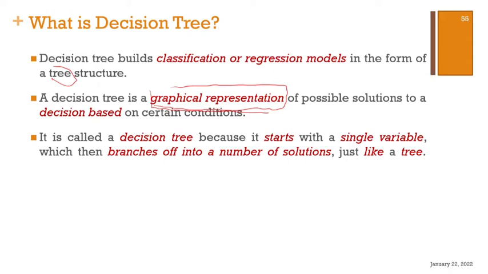Now, it is a graphical representation of possible solutions to a decision based on certain conditions. Possible solutions. There are usually so many possibilities in decision tree. This is another thing with it. And that's why decision tree is one of the foremost and earlier used algorithms for the implementation of ensemble techniques. When you want to have several decision trees built randomly, and then they can try to take a vote from these decision trees.